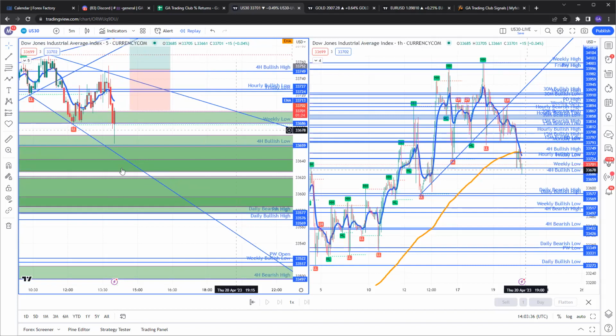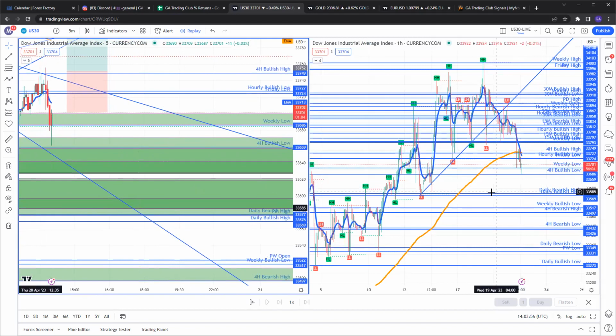You want to look where price is headed. So 33,570 lines up with this demand zone within a demand zone. So US 30 can definitely keep trending down between these two trend lines here once this is established. And then once US 30 gets down here around the daily bullish high, it just spikes back to the upside temporarily, and then still comes back down.